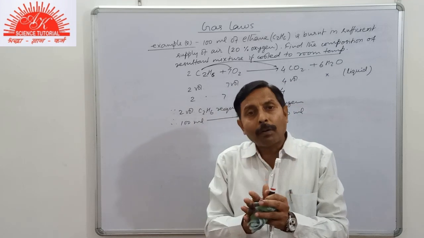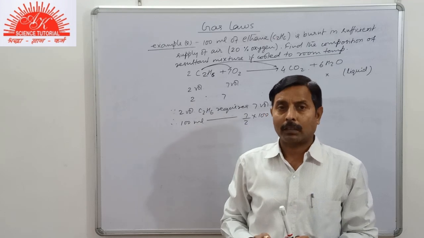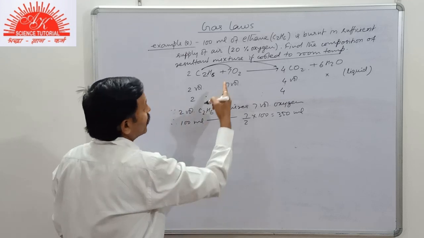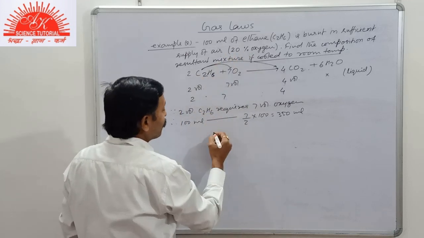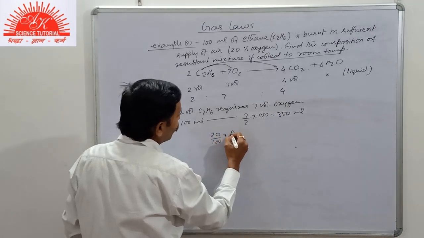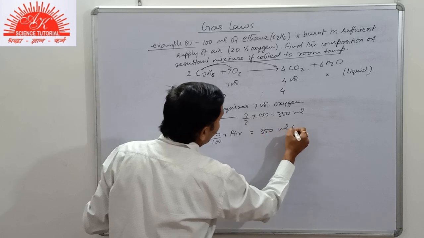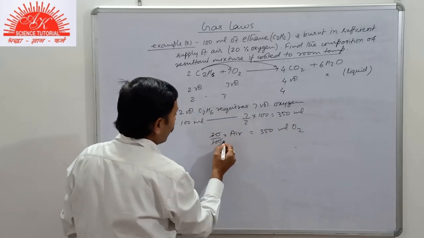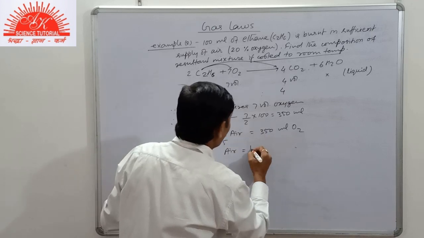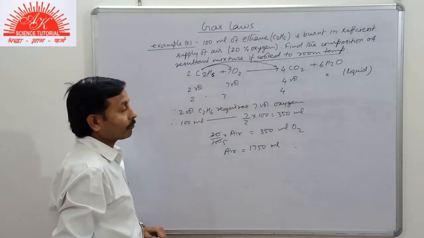Because the remaining part, that is the nitrogen, will be left over in the reaction mixture, that is in the cylinder. So, we should find it out. Air has only 20% oxygen. Then we write 20% of air is this part, 350 ml oxygen. So, what is the volume of air required? 1750 ml. This is the air.